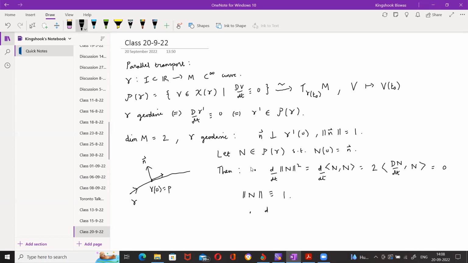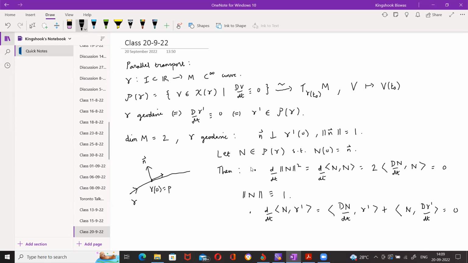And furthermore, similarly, the vector field N is in fact always perpendicular to the curve, because the d/dt of the inner product N with gamma prime is DN/dt inner product gamma prime plus N inner product D gamma prime/dt, and DN/dt is 0, D gamma prime/dt is 0 since gamma is geodesic. So this is 0, right? So that means at all points along the curve, this vector field N is a unit normal to the curve, right?